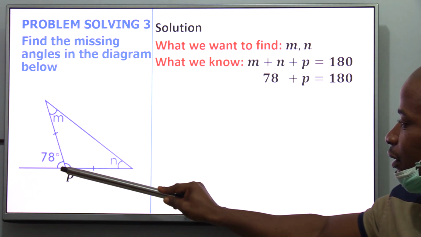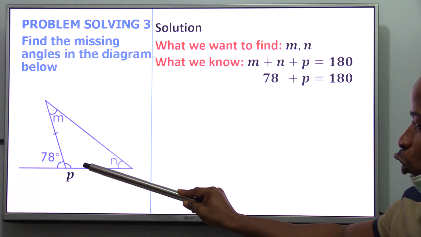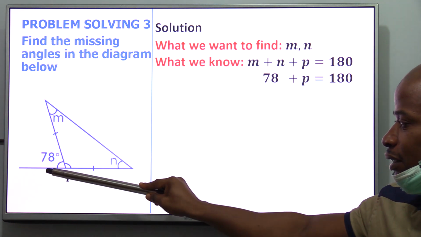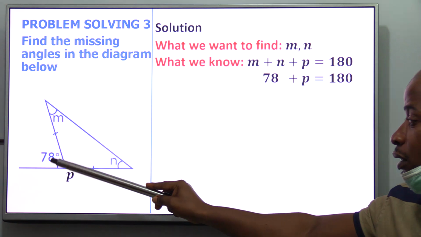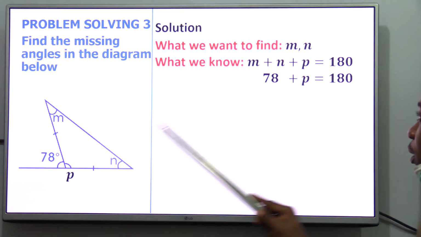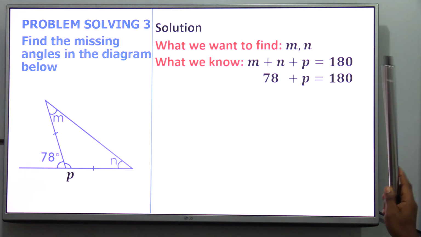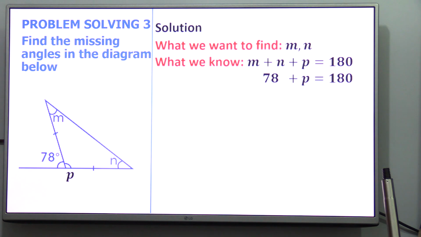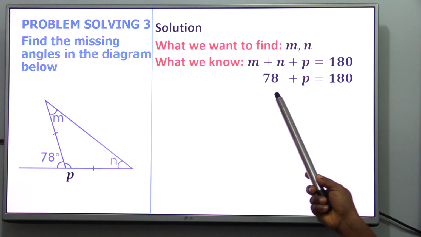Now for the outside, you know that this 78 on the outside and the one that I've called P, they form a semicircle at the same point. They form a semicircle, and that means that both of them, 78 and P, will be 180 because they form a semicircle. And that is why you have 78 plus P is 180. That's another thing that I know. Now, you can see now that this one will be easy for you to solve.